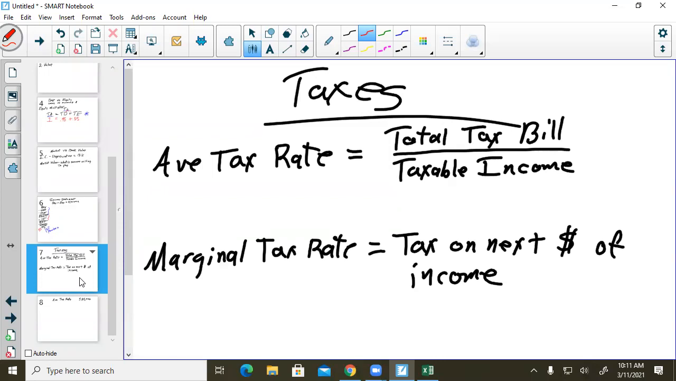The reason it's graduated, and our personal income taxes work the same way, is that as we earn more income, the thought is you can afford to pay more because you have more money to take care of your necessities in life. So you have more disposable income, and more room to pay taxes.